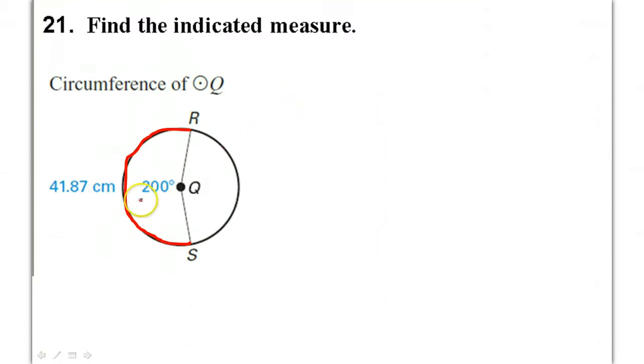So let's get started. As soon as we see that we're dealing with arc length, we are thinking once again part over whole equals part over whole. Let's do the easy part. Part over whole degrees. Partial degrees, that's 200. The whole degrees are always 360.